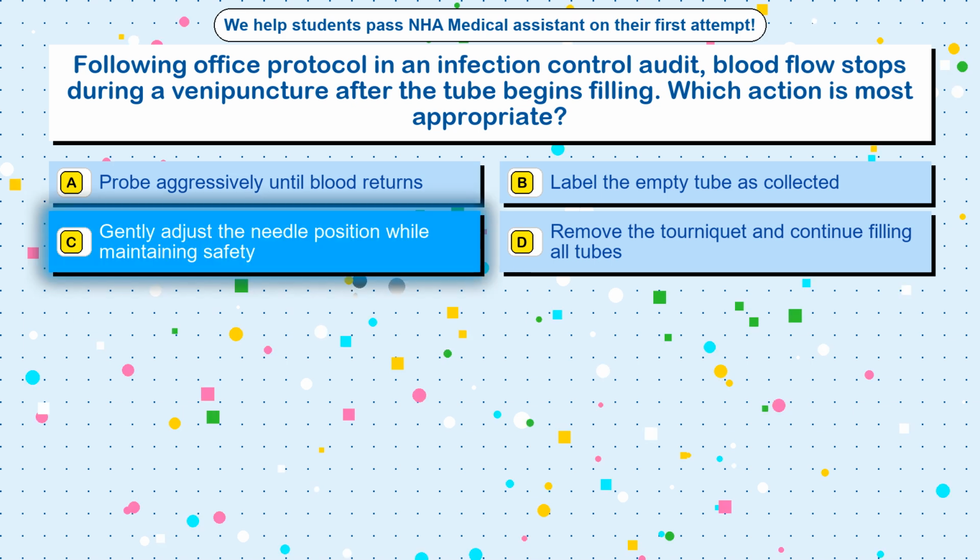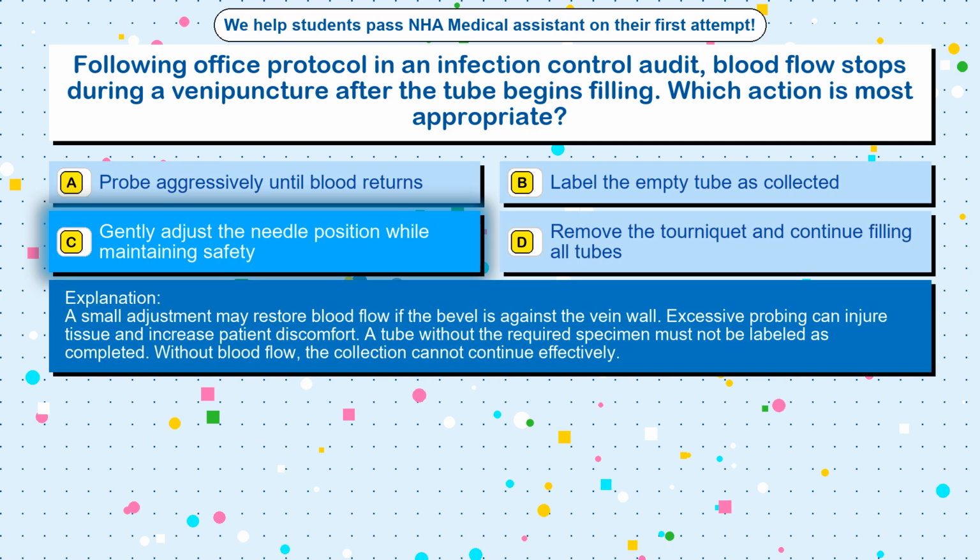The correct answer is option C, gently adjust the needle position while maintaining safety. A small adjustment may restore blood flow if the bevel is against the vein wall. Excessive probing can injure tissue and increase patient discomfort. A tube without the required specimen must not be labeled as completed. Without blood flow, the collection cannot continue effectively.